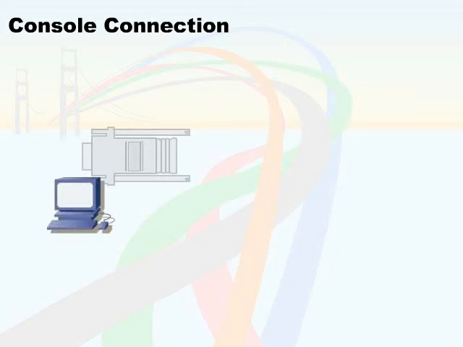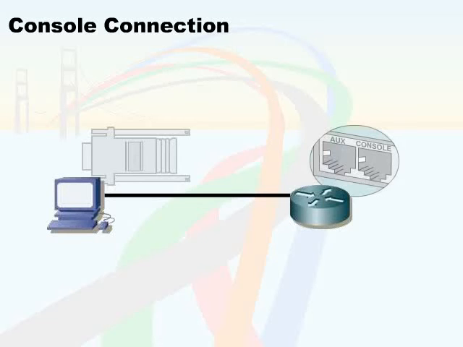So we're going to have here, in this case, my PC. I currently have a console terminal cable plugged into COM1, and this console cable is then plugged into our router via the console port. And I'm now going to use the terminal emulation program in the lab to gain access to this router so we can watch its boot sequence.